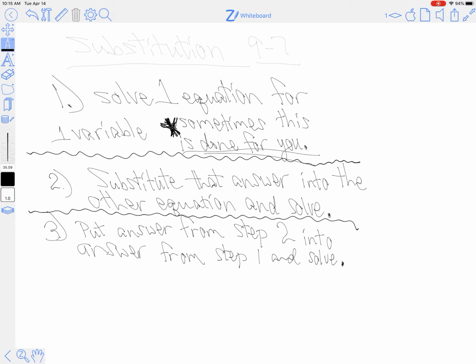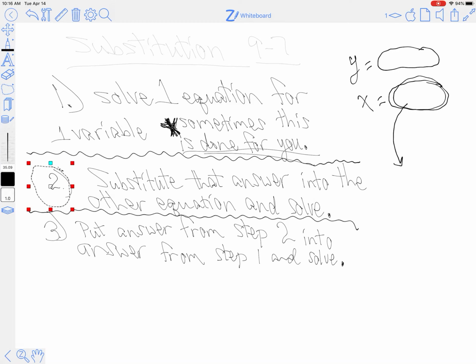After you've done that, a lot of times you're going to end up with x equals something, or you might end up with y equals something. I always circle those answers because then I know that, oh, this is what I'm taking to put into the other equation. All right, like we're talking about for step 2. Substitute that answer from step 1 into the other equation and solve.